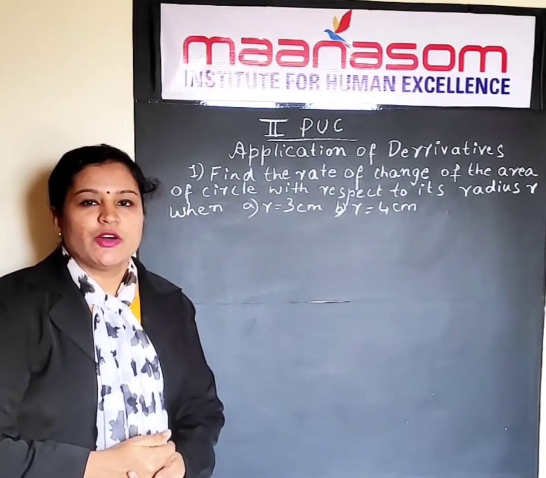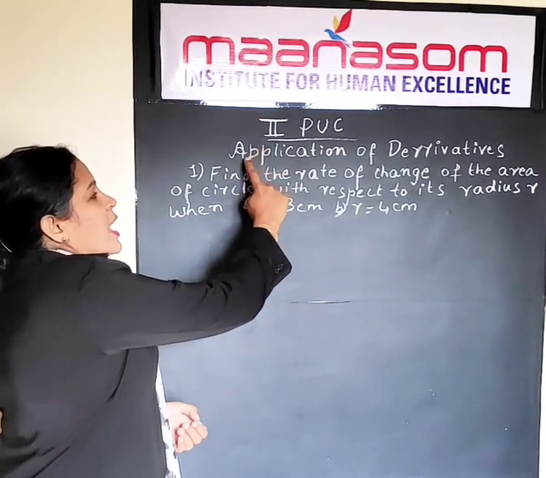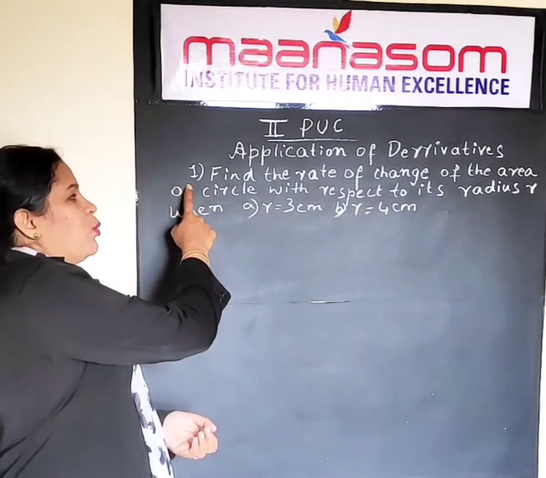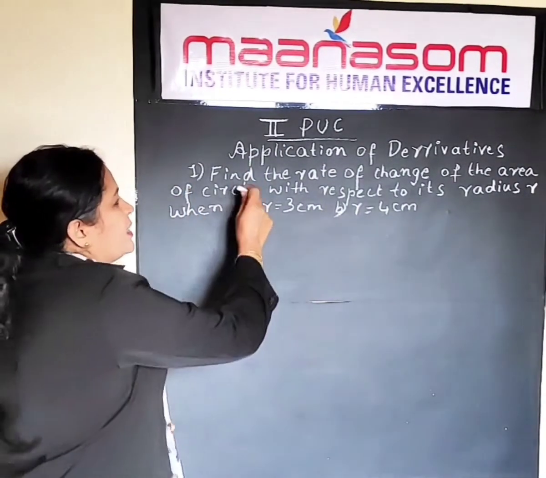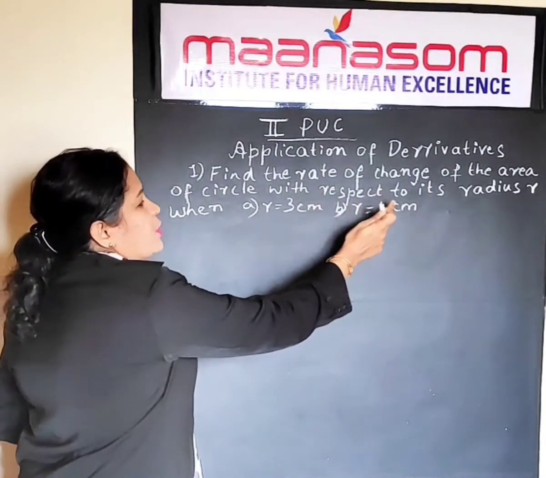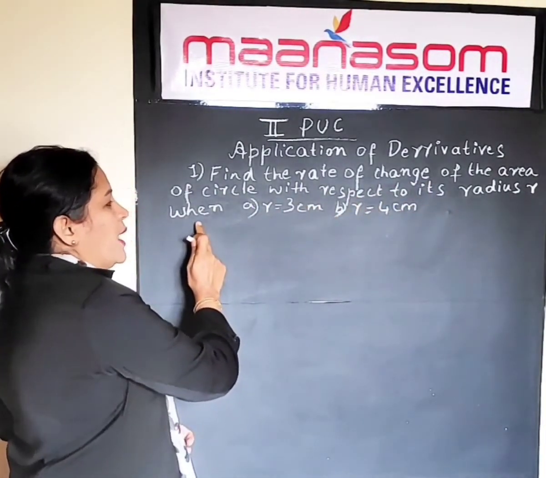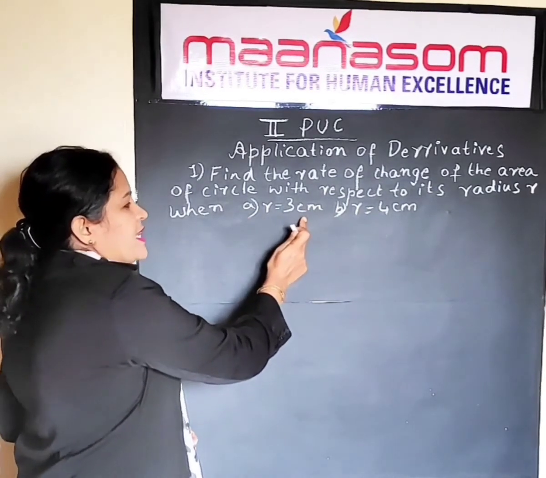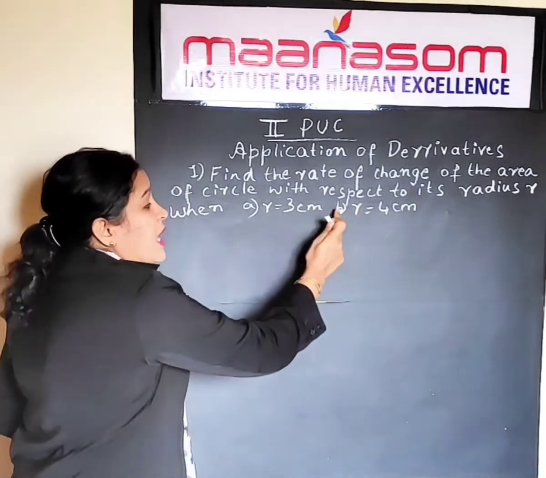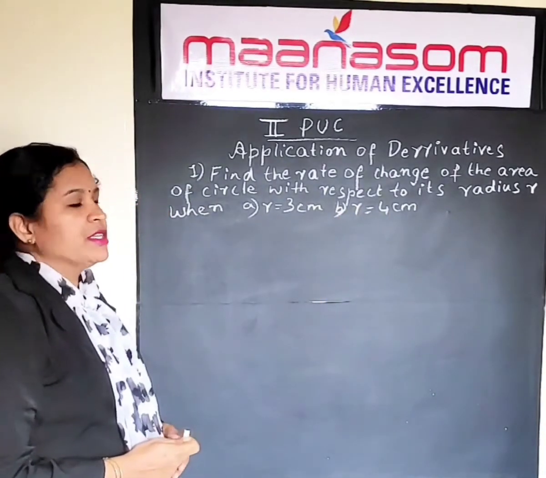Today we are going to solve some problems on application of derivatives of second PUC. So the problem number 1. Find the rate of change of the area of a circle with respect to its radius r when (a) r is equal to 3 cm and (b) r is equal to 4 cm.